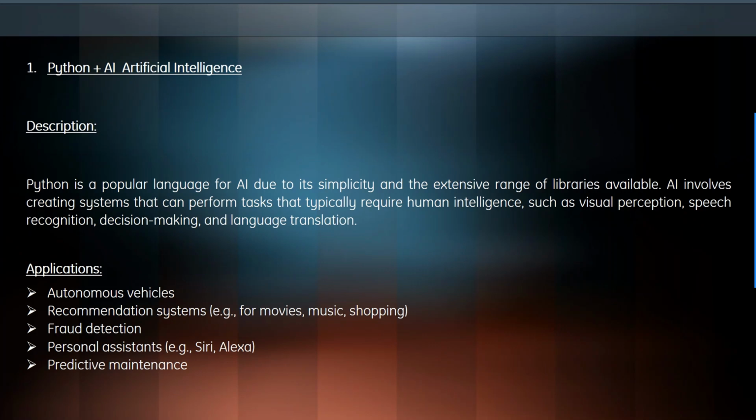Now, if we combine these two, what are the applications we're going to get? We are going to get autonomous vehicles, recommendation systems. A recommendation system, suppose you go on a shopping app, it will recommend products for you. That system is also using Python plus AI. And we have fraud detection, personal assistants, and predictive maintenance.